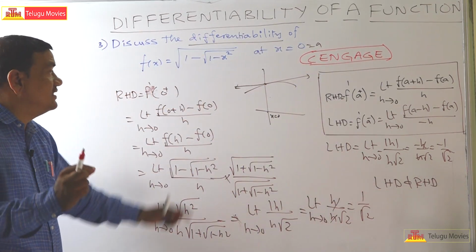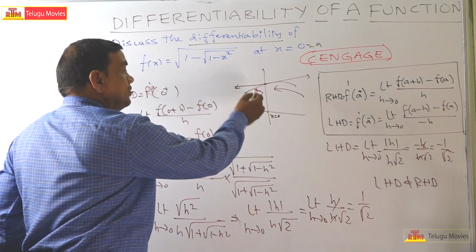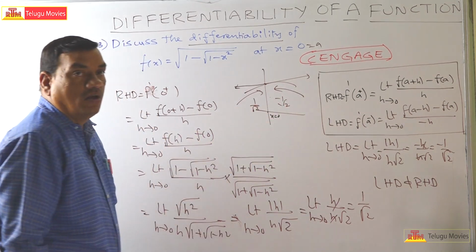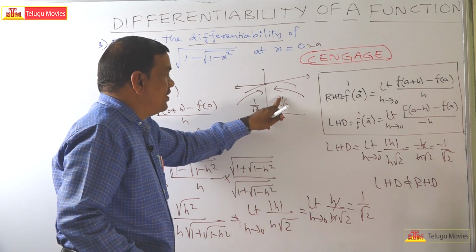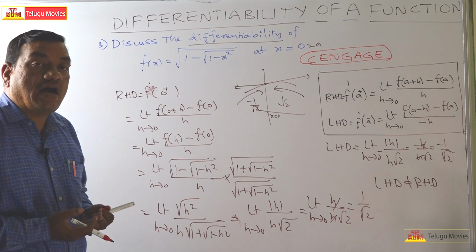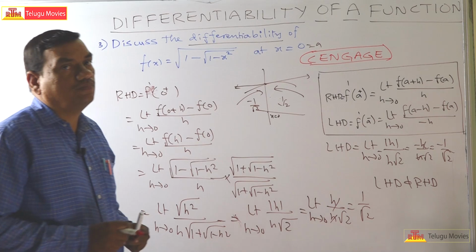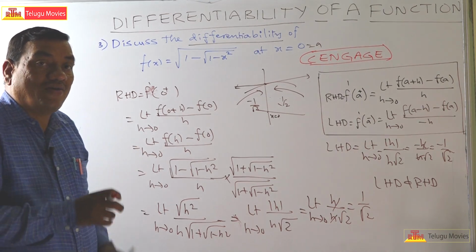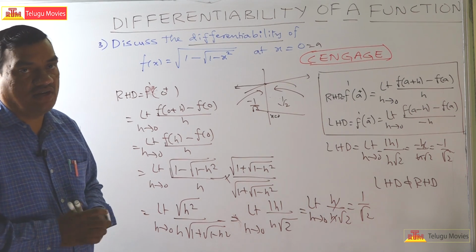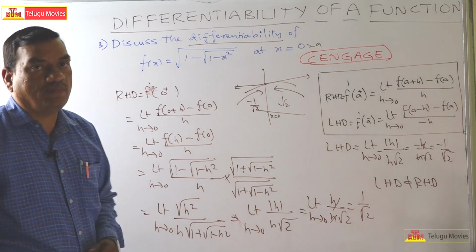So at the point x equal to 0, the right hand side derivative is plus 1 by root 2 and the left hand side derivative is minus 1 by root 2. Both are not equal. Therefore, we are unable to draw a tangent at the point x equal to 0. That is, at x equal to 0, the function is not differentiable. So that is the final answer for this. I hope that you understand this solution. So let us go for the next problem.